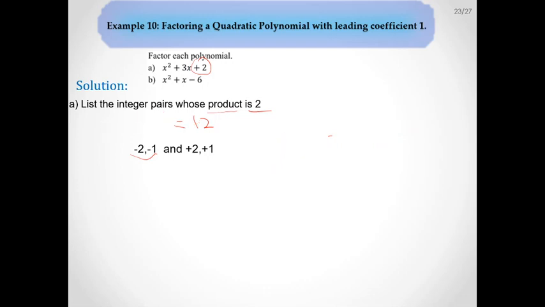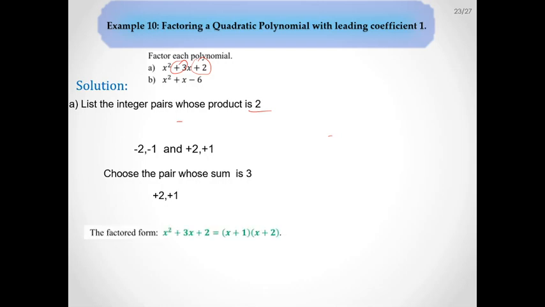And the next thing we have to check is their sum. Will it give plus 3? Now choose the pair whose sum is equal to 3. So it's obviously plus 1, plus 2, and plus 1. So it's positive 1 and positive 2. And then you can directly write each of them next to x, and then it will give you 2 factors. Okay, let's do the other one.